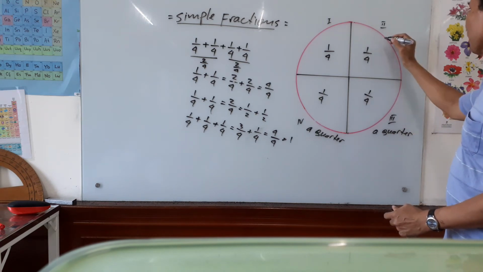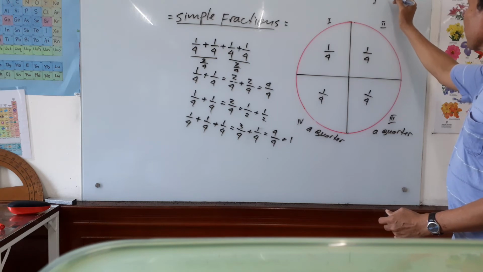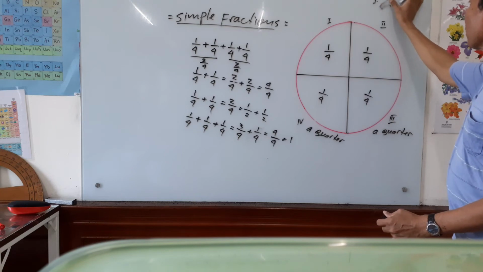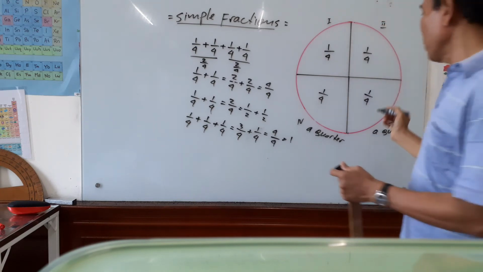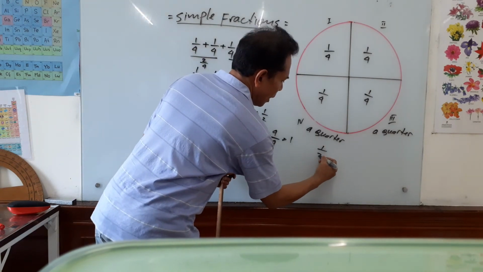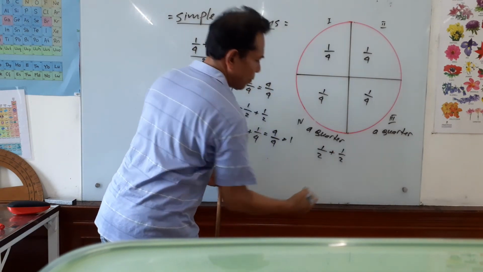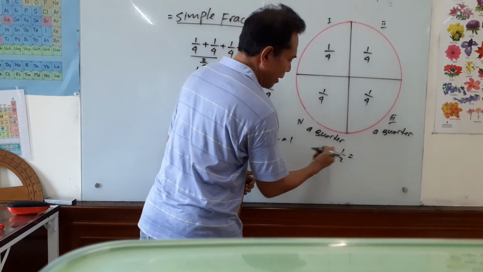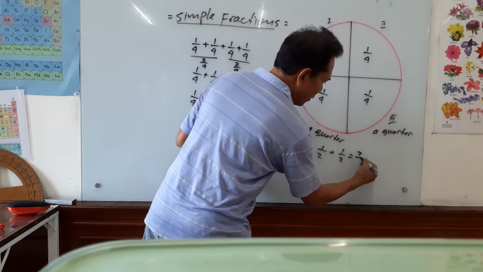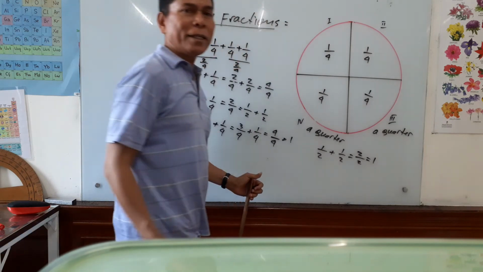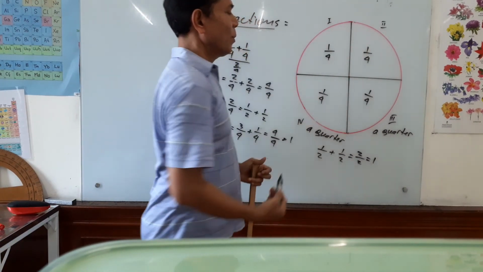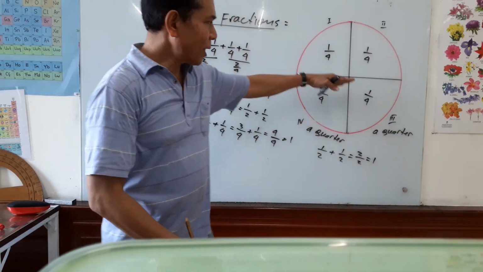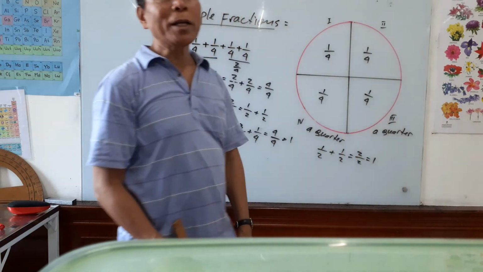So this half here, I put here. Half plus half becomes... Denominators are the same, so we just go straight away and add them. So 1 plus 1 is 2 over 2 equals 1. So we put all parts again to become one whole pizza. So this half plus this half becomes 1 pizza.